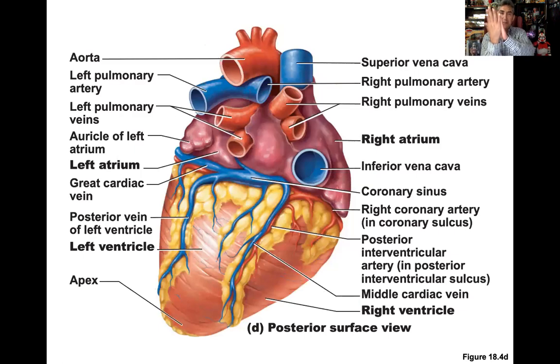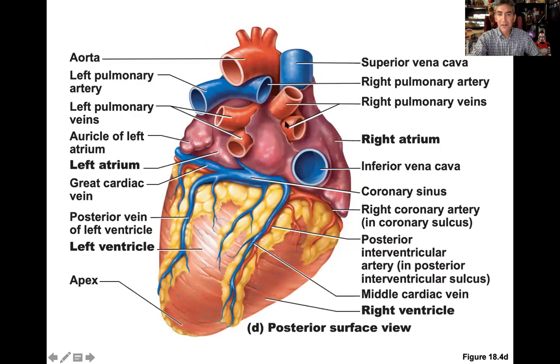Looking now at the back of the heart, and how do we know it's the back? Again, the apex is pointing to the other side. So we're looking at the back. Major vessels have been cut, but let's see what we can identify. So here's our atrioventricular groove, coronary sulcus there. This big aggregation of vessels is our coronary sinus.